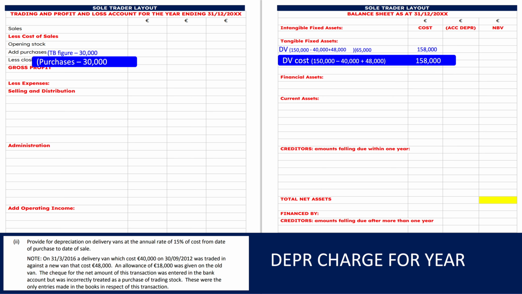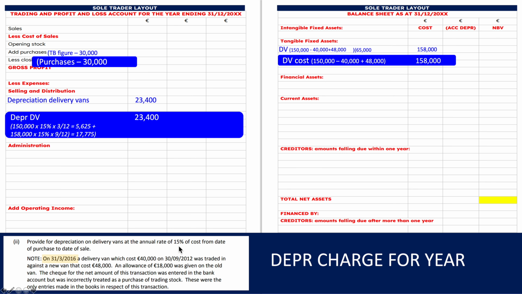Then we'll do the depreciation charge for the year. The trade-in happened on the 31st of the 3rd. So for the first 3 months, we had vans that cost 150. For the last 9 months, we had vans that cost 158. And we have to do that based on our depreciation rate of 15%. So for the first 3 months of the year, 150 by 15% by 3 over 12 is 5,625. For the last 9 months of the year, 158 by 15% by 9 over 12 is 17,775. So 23,400 altogether there.